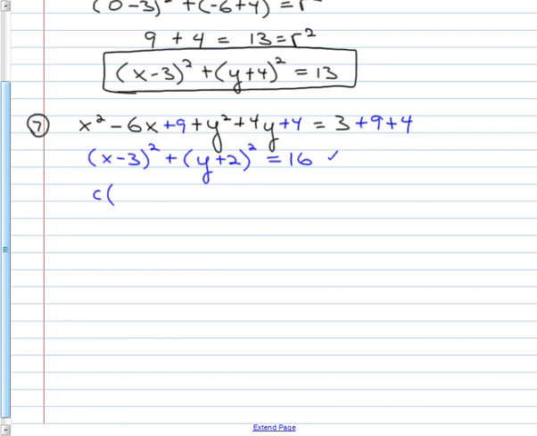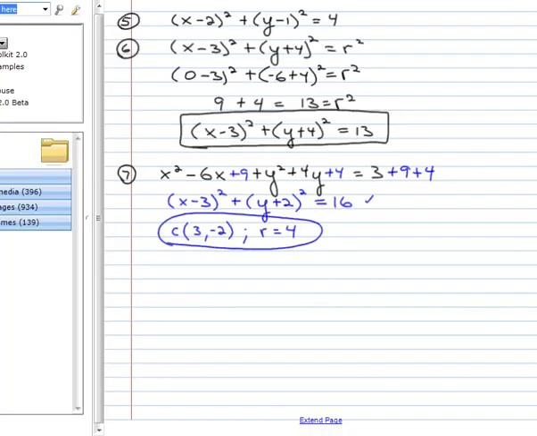What's the center? Plus 3, 3, negative 2. There's the center. What is the radius? It is 4, the square root of 16. So there are actually the first answers. They say find the coordinates of the center, we did. The measure of the radius, we did. Then we're supposed to graph. We will.